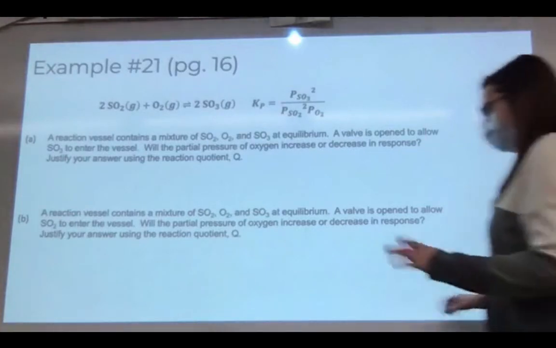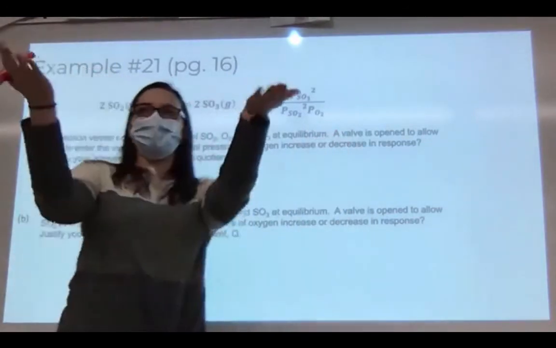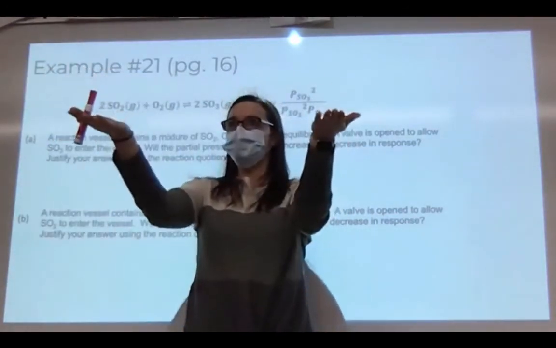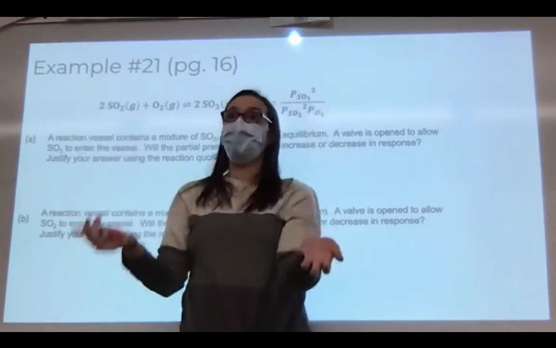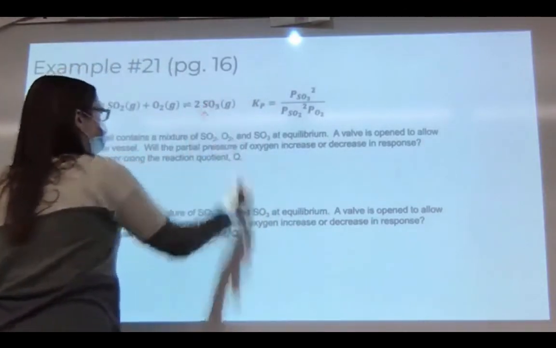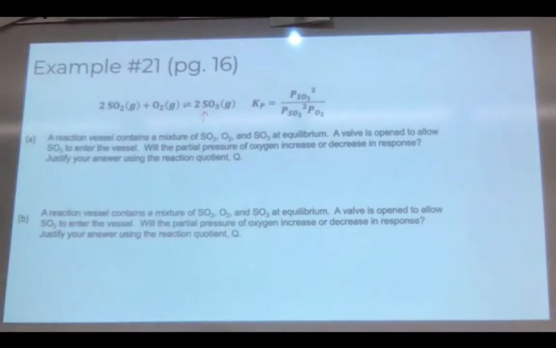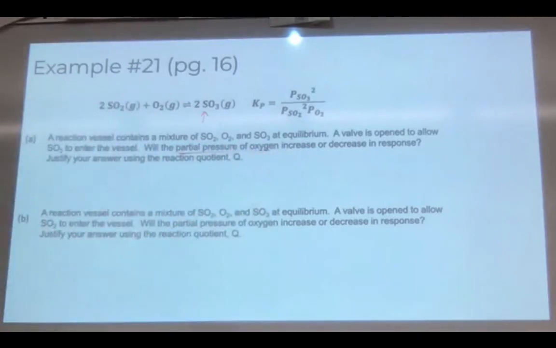So again, before I read on, a valve is open. So once we are at equilibrium, right, everything is balanced. Then when we're at equilibrium, we're allowing a stress to happen. We're allowing SO3 to enter the container. Will the partial pressure of oxygen increase or decrease in response? Justify your answer using the reaction quotient Q. So we have to justify our answer using Q.